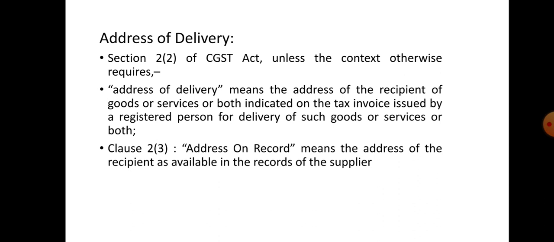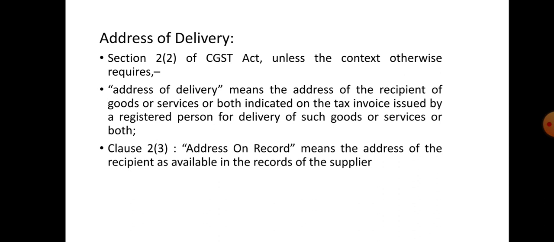Next definition is for the address of delivery. This definition is defined under Section 2, subsection 2 of the CGST Act. Here the address of delivery means the address of the recipient of goods or services or both, indicated on the tax invoice issued by a registered person for delivery of such goods or services or both.